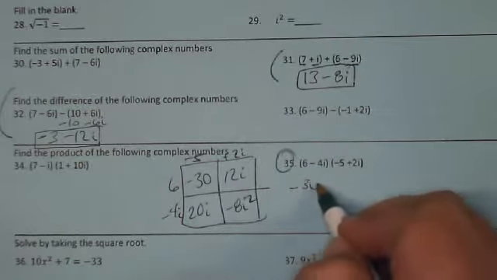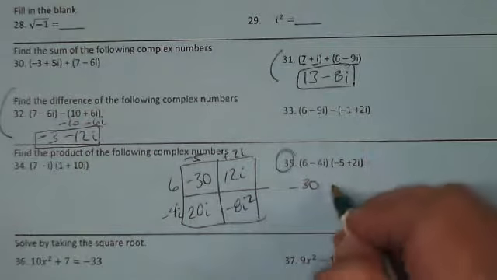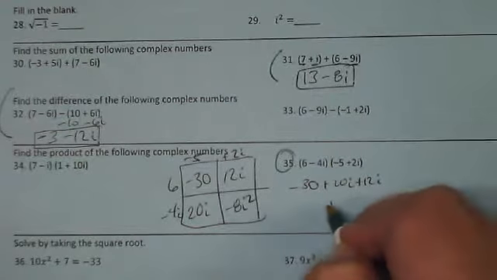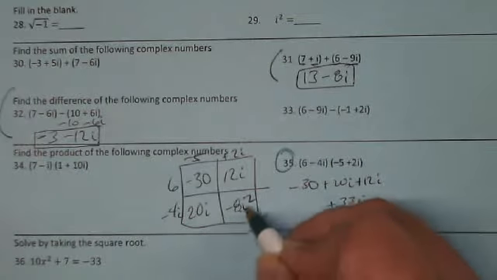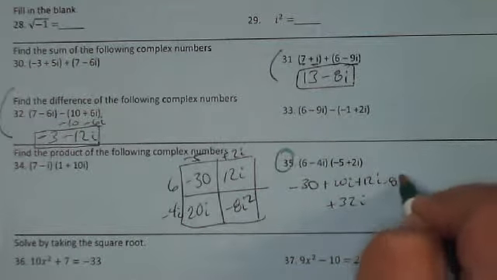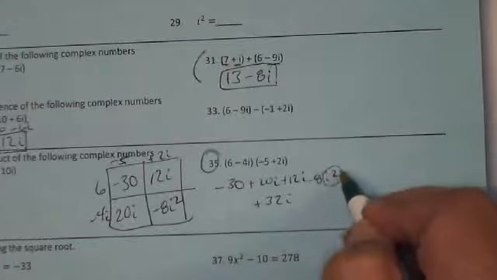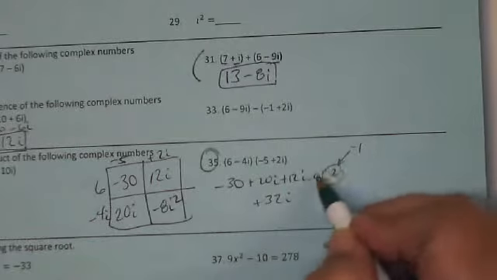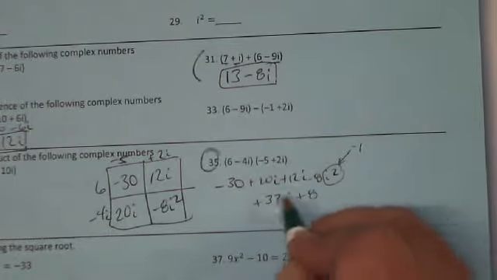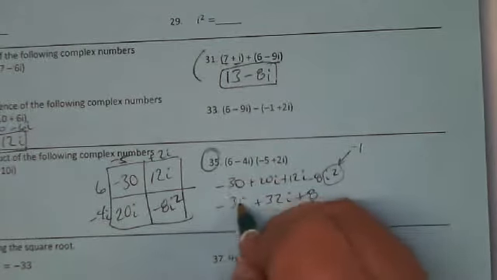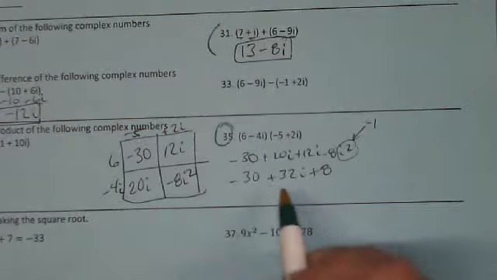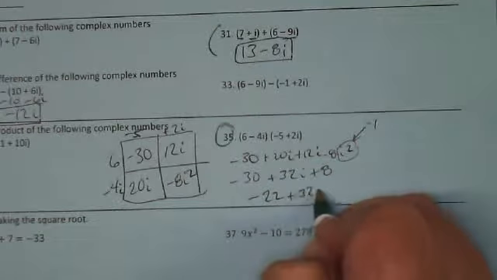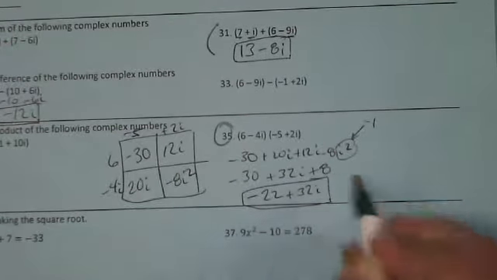So the negative 30 comes first. 20 plus 12 will become a total 32. And the negative 8i squared, when you have i squared, that is a negative 1. So a negative times a negative is a positive 8. So last step, that negative 30 plus 8 would be a negative 22 plus 32i.